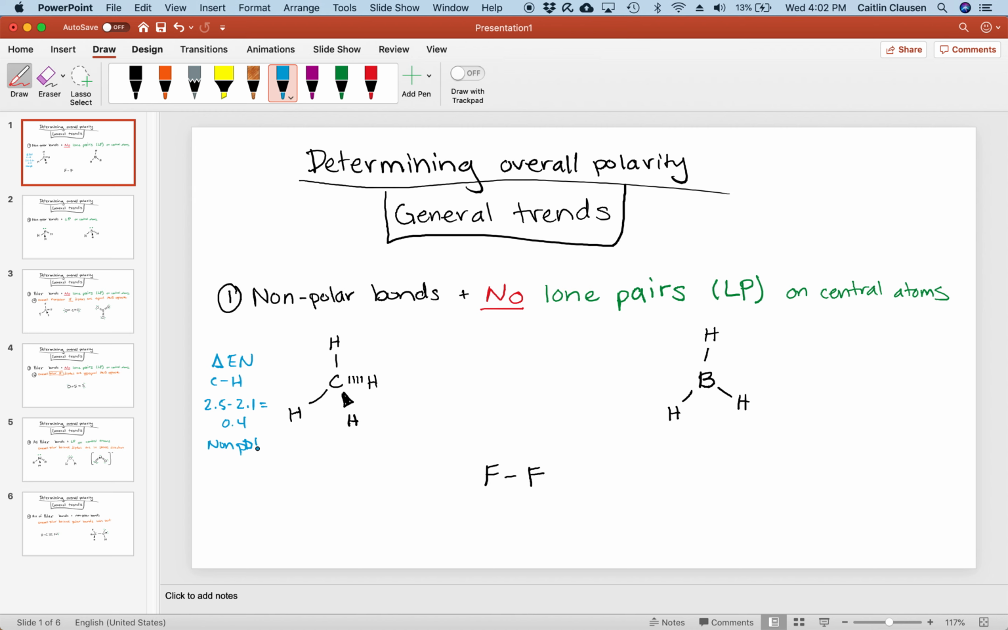That is non-polar. If each of the bonds is non-polar, and there's no lone pairs on the central atom or atoms, we would consider this molecule overall non-polar.